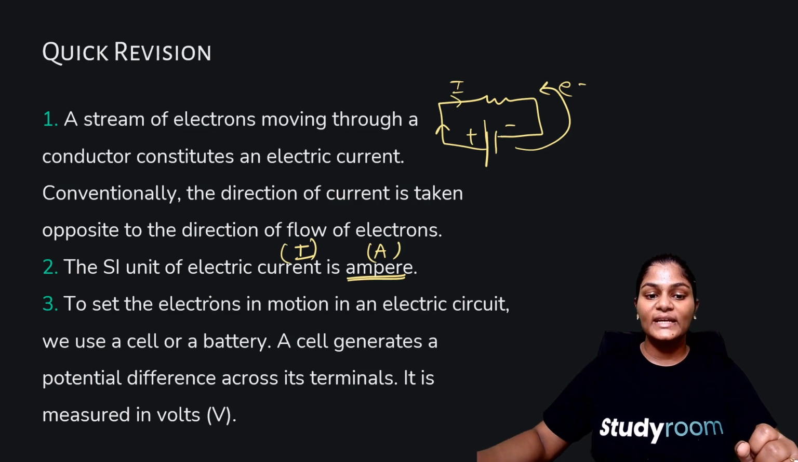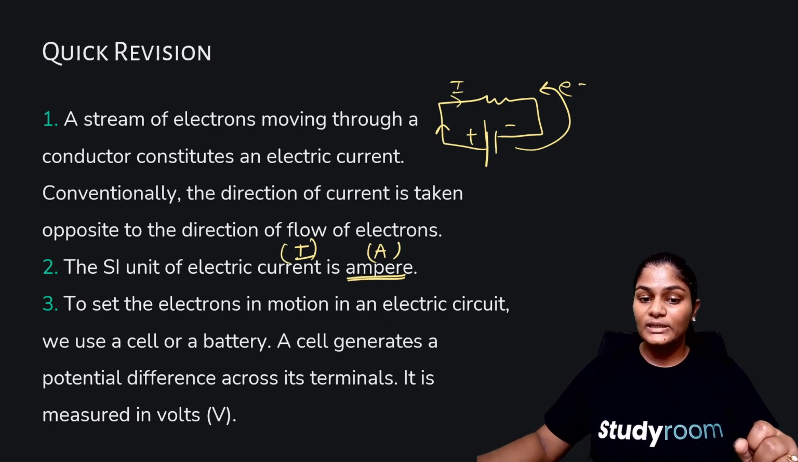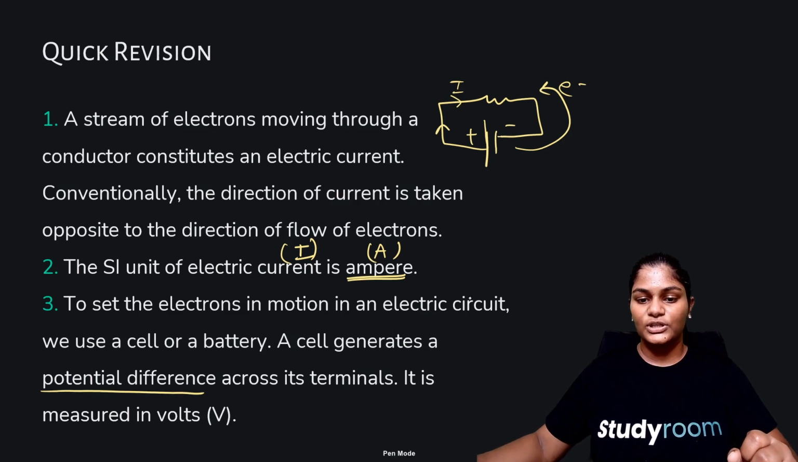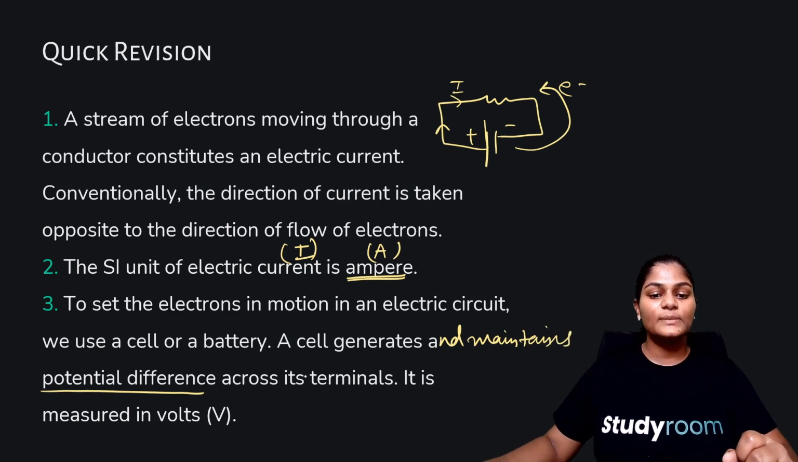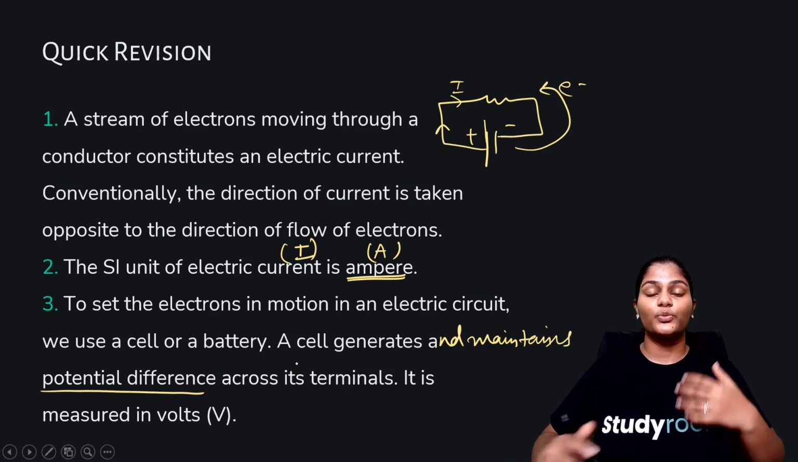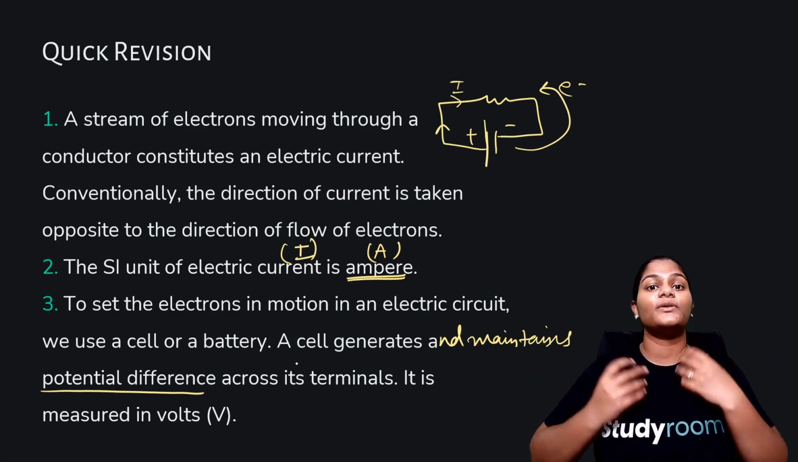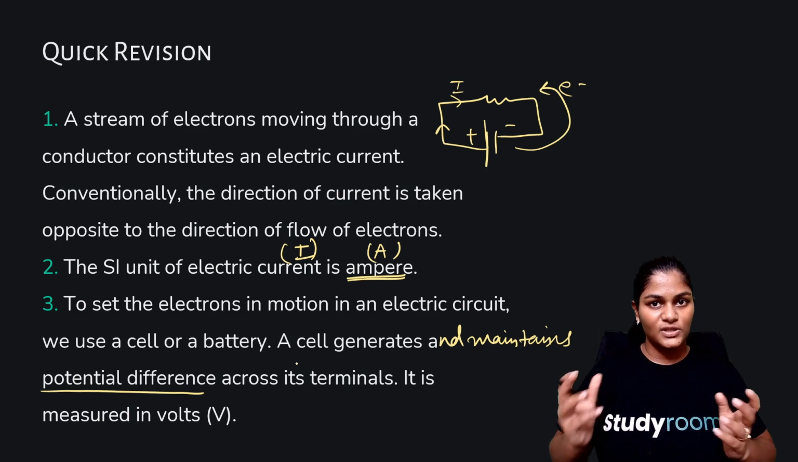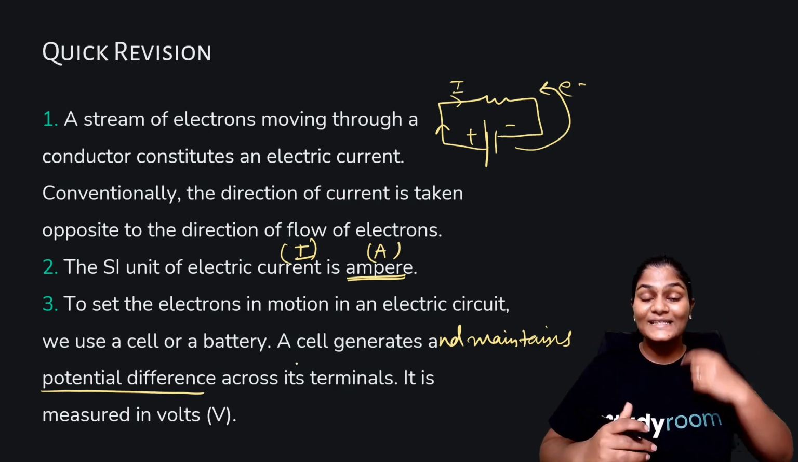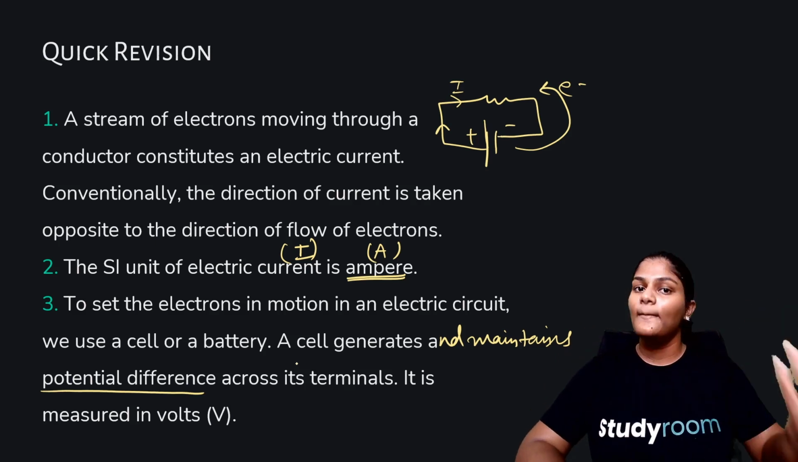Right? To set the electrons in motion in an electric circuit, we use a cell or a battery. We learned that a cell generates and maintains a potential difference across its terminals. So we learned that for any kind of current to flow, be it water current, be it air current, there has to be a difference of something. So in case of a circuit, it's a potential difference created by the battery.